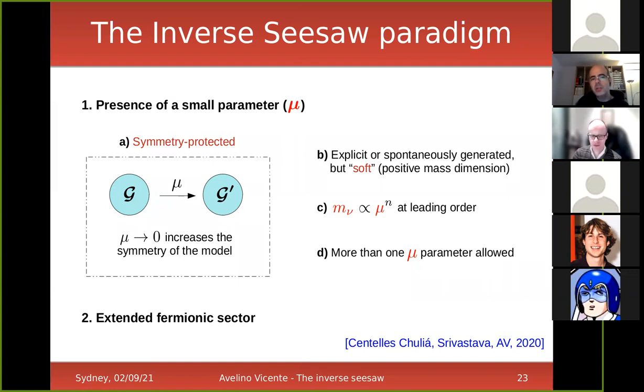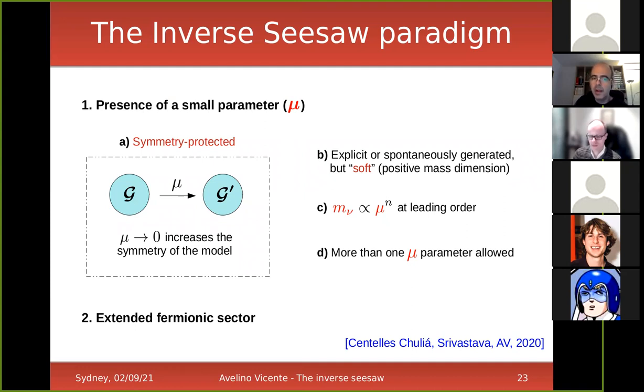The inverse seesaw is actually more than a model. You can call it a paradigm, and it's based on these two different ingredients. So the inverse seesaw is a mechanism for neutrino masses that uses a very small parameter that you typically call mu. In all these models that I will discuss from now on, the inverse seesaw introduces a small parameter.